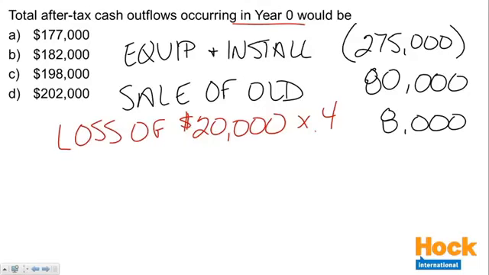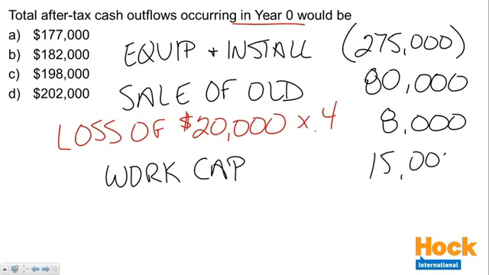The last cash flow that we have to take into account for year 0 is the increase in the working capital. And they told us that our current assets are going to increase by $30,000. Our current liabilities are going to increase by $15,000. So we have a net $15,000 increase in our working capital, and that is treated as a cash outflow. It'll be a cash inflow when it reverses and that working capital is released. But now, when we have that increase in our working capital, that's going to be treated as a cash outflow.